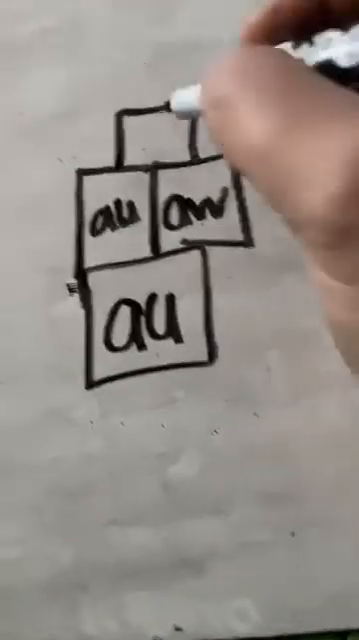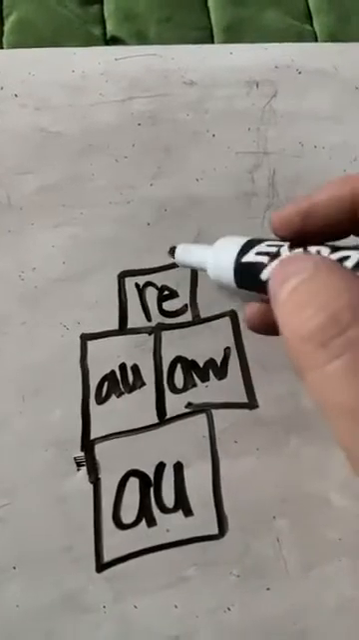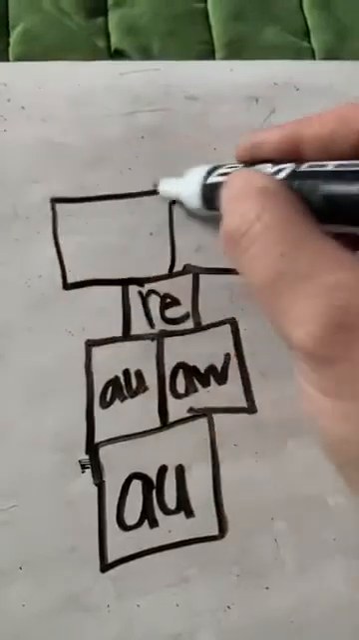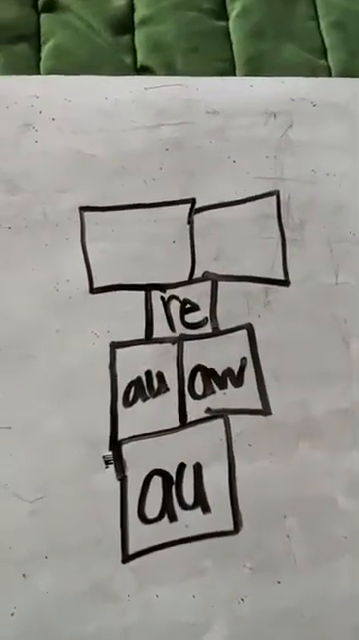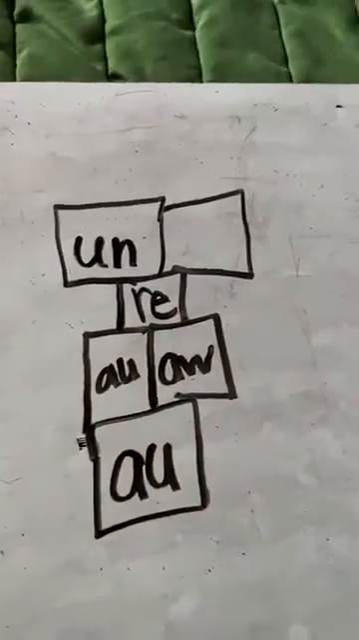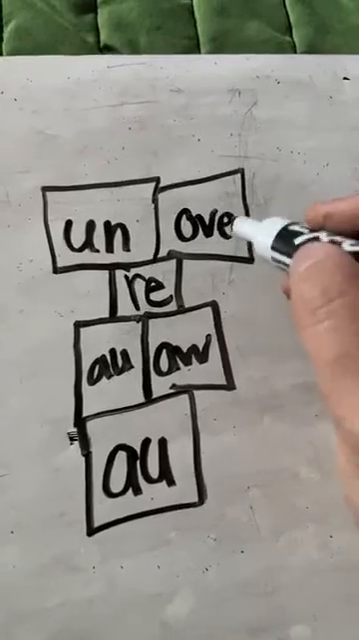Let's see. I think I know. How about if we do this one? We talked about R-E and what that says. R-E says re. Yes, re. And then you would make two more hopscotch boxes. And you could put in un. Prefix un. And remember, un means not. Or you could put in over. And keep going and make your hopscotch as big as you want.